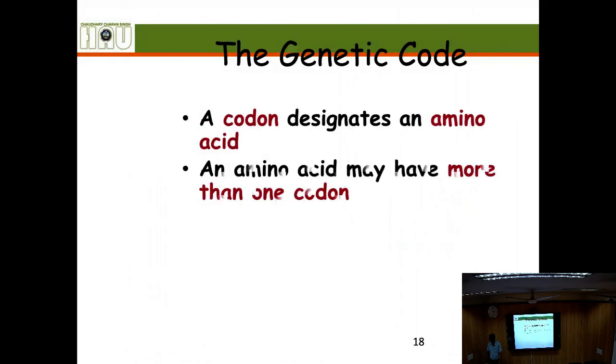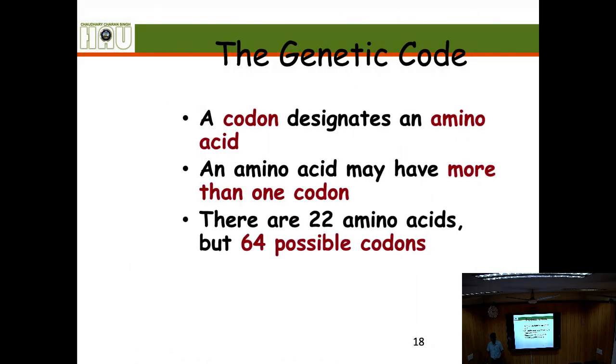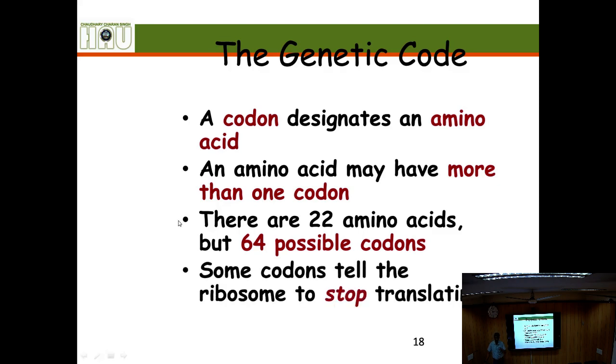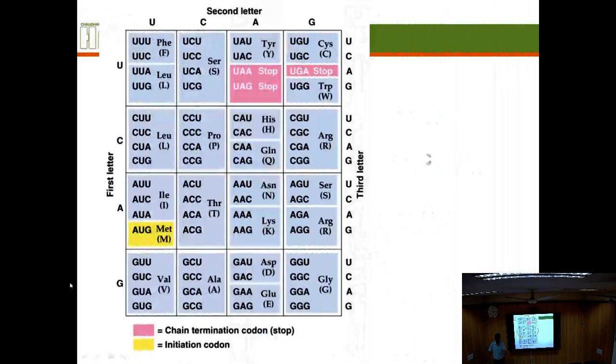Then the genetic code. A codon designates an amino acid, and an amino acid may have more than one codon. That's why for the 20 amino acids, or 22 amino acids, there are 64 possible codons. So a codon specifies an amino acid, and an amino acid can be coded by more than one codon. This is the table of all 64 codons.